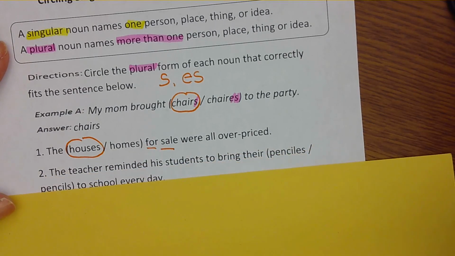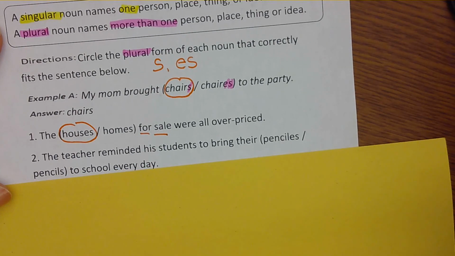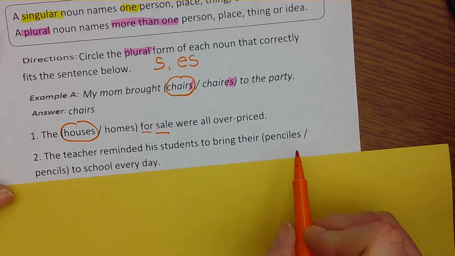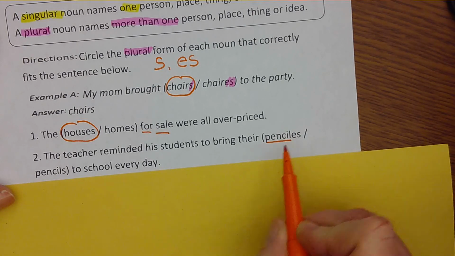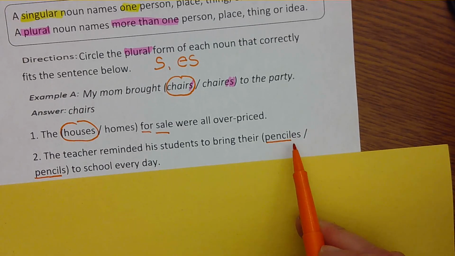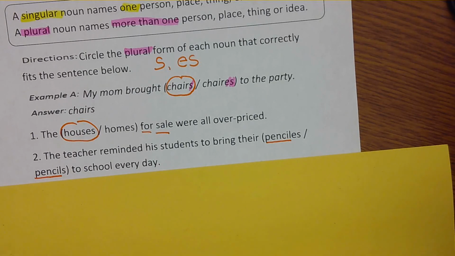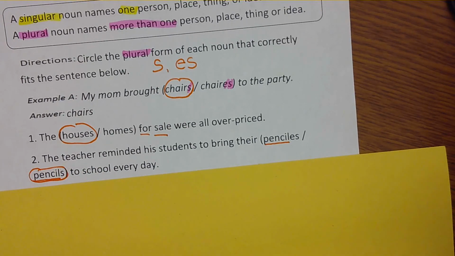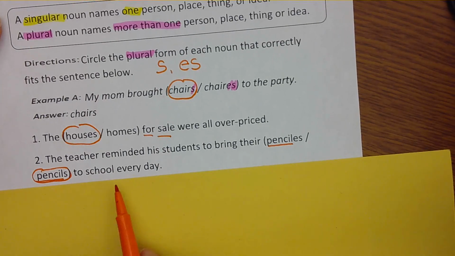Let's go to another one. The teacher reminded his students to bring their pencils to school every day. Now, pencils is a plural noun, but I see my base word is pencil. And what is the correct spelling? Should we say pencil with an ES or pencil with an S to show the plural noun, to show more than one? And I think everyone is saying just an S. The teacher reminded his students to bring their pencils to school every day.